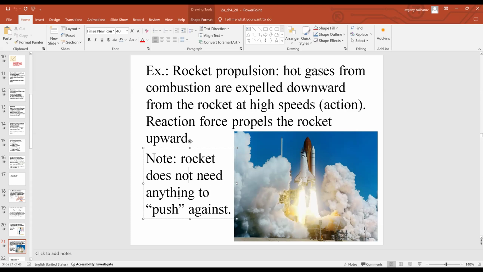The rocket does not need to push against anything. It's only the gas that you burn in the chamber and gas expelled downward that propels the rocket upward.